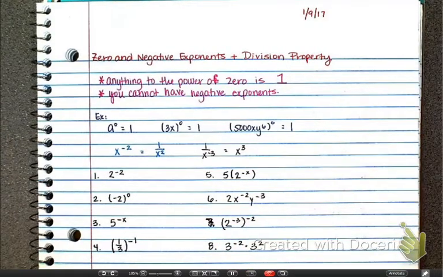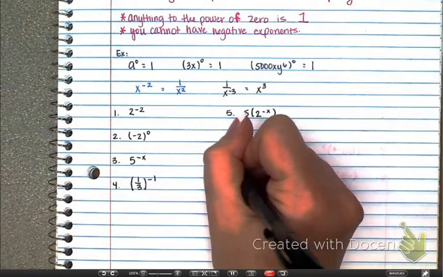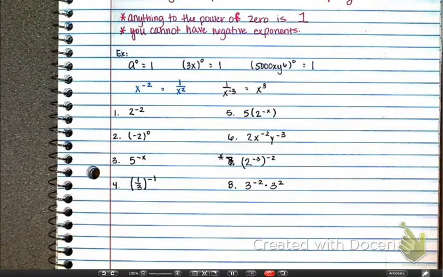The only exception to the rule that I just said about getting rid of your negative exponents might be number 7. It might be easier to simplify something first. So take the next couple minutes either with your group or by yourself and see how far you can get. See if you can get through some of these problems.